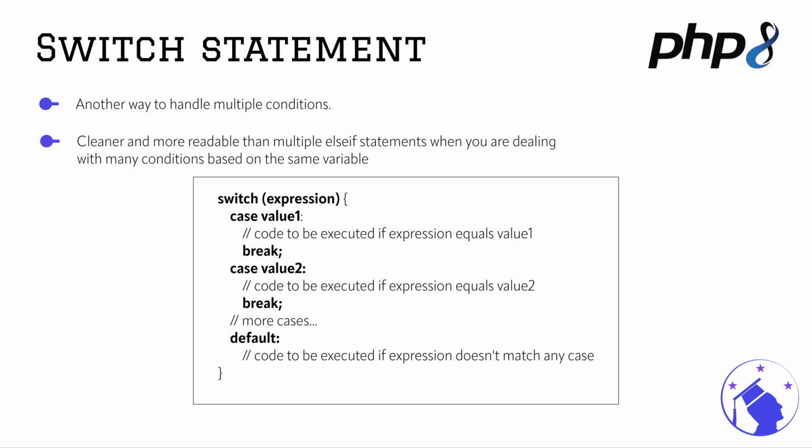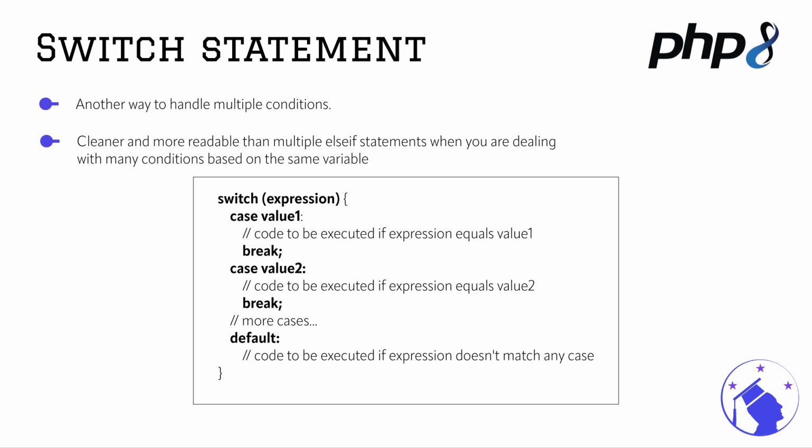The term case in a switch statement refers to a label or branch within the switch structure. Each case represents a possible value that the variable being tested could match. When the switch statement evaluates the variable, it checks each case label in turn, and when a match is found, the corresponding block of code is executed.